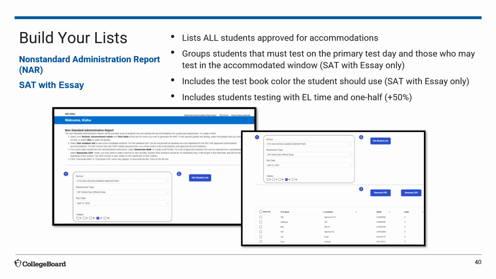The NAR lists all students approved for accommodations, groups students that must test on the primary test day, and those who may test in the accommodated window. Includes the test book color the students should use. Includes students testing with EL time and a half. And new for 2023 can be exported to Excel and PDF, as I mentioned. No longer includes script numbers, and it's the same NAR for all tests in the SAT suite.